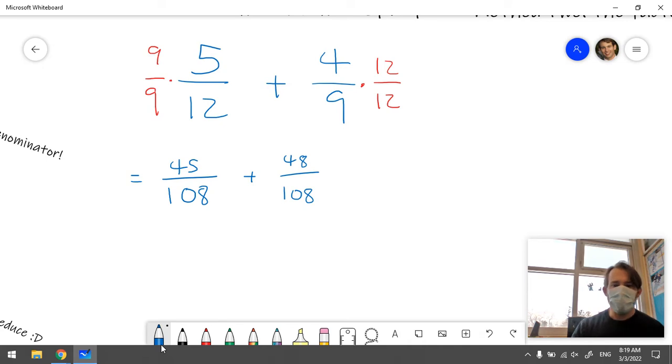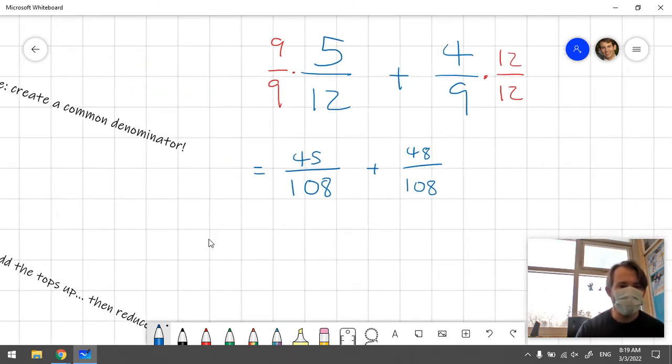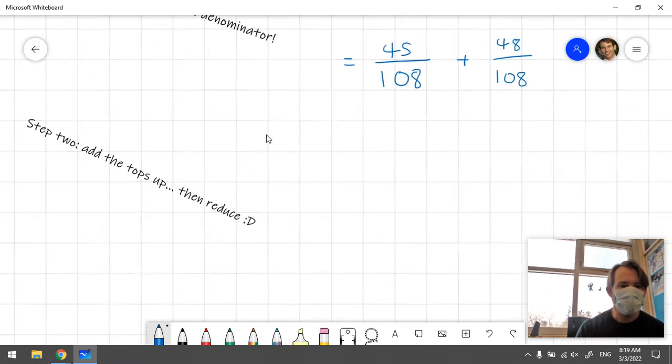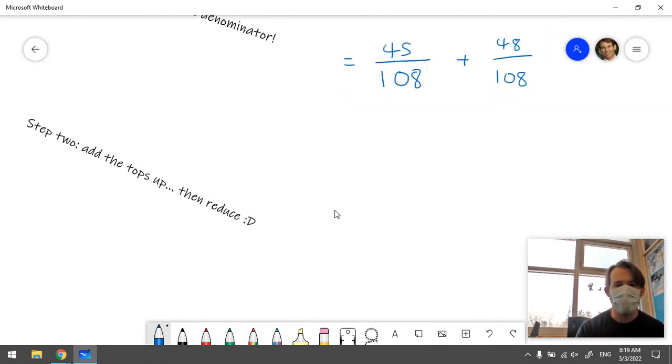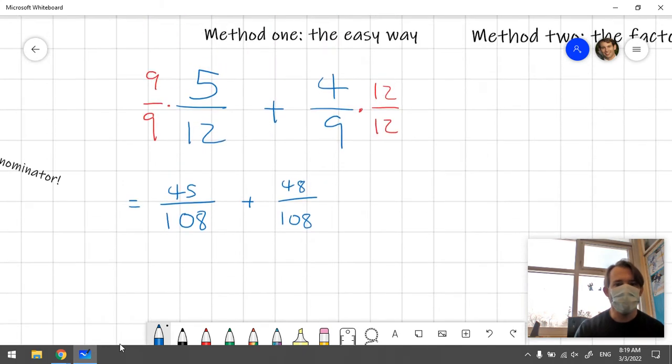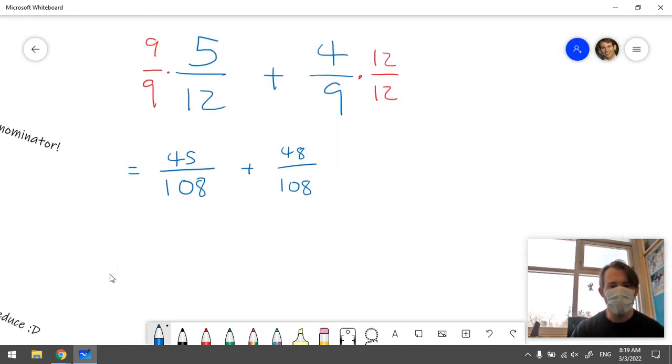This is very useful if you can't see the common denominator right away. This is one of the possible common denominators. Okay, so now I have found the common denominator, and now I just add the tops up and then I reduce it. So 45 plus 48 over 108. Because I have the same thing on the bottom, that just becomes the bottom of the whole fraction.